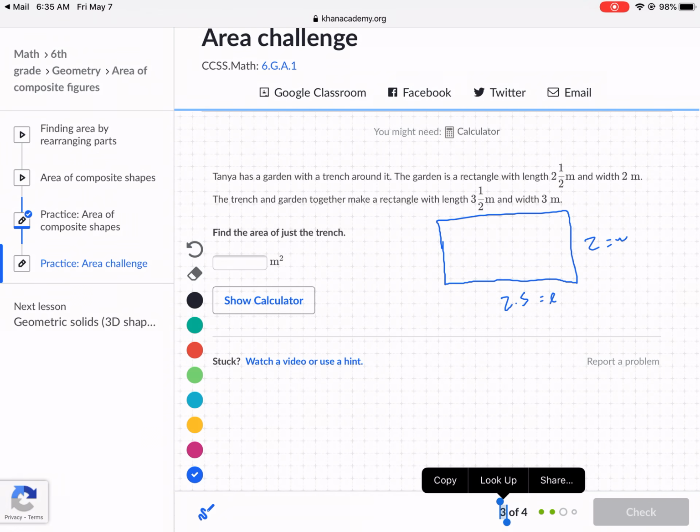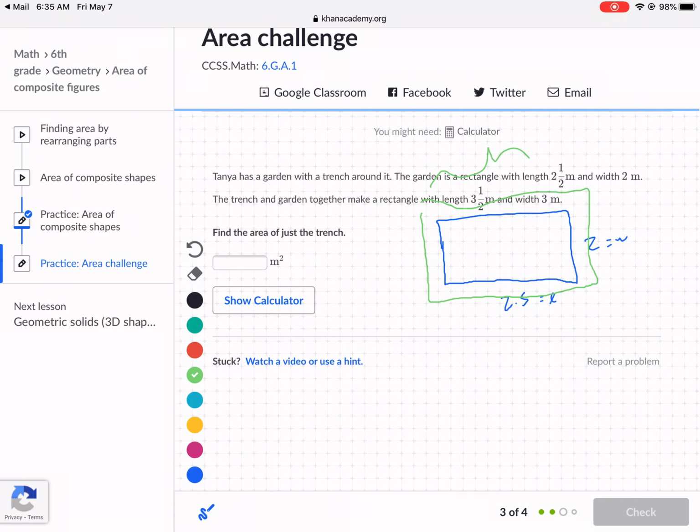The trench and garden together make a rectangle 3.5 by 3. All right, so I'm going to draw that trench now. Okay, and this is bigger. Sorry, not a perfect line. So that's 3.5 equals length. I guess it is kind of important. And then we have, this is 3 equals the width.